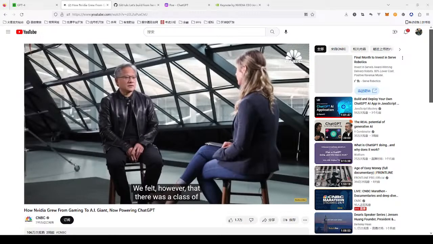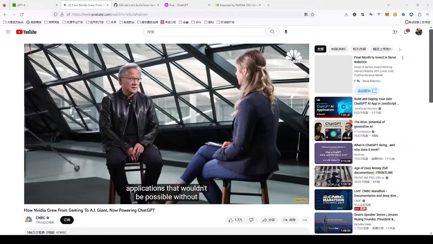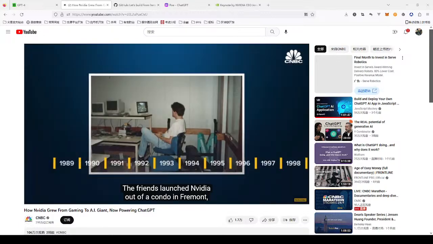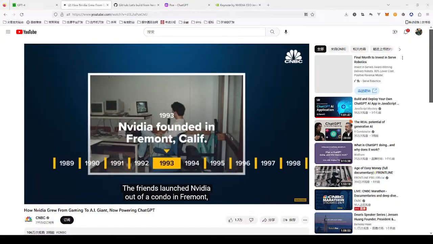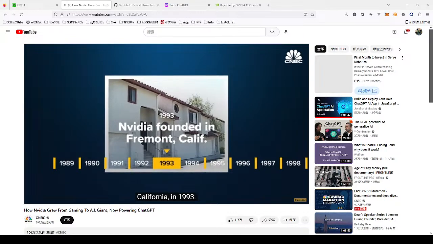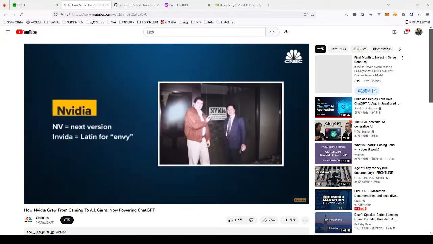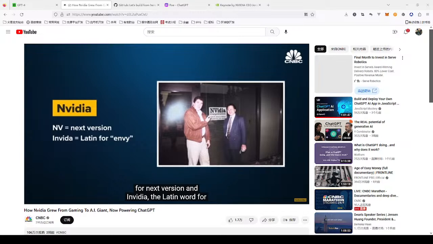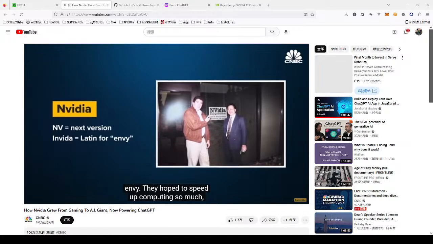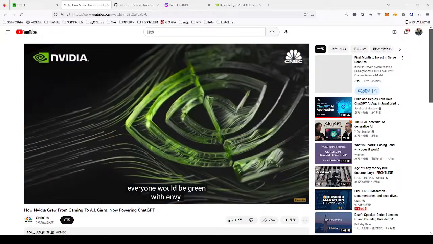We felt, however, that there was a class of applications that wouldn't be possible without acceleration. The friends launched NVIDIA out of a condo in Fremont, California in 1993. The name was inspired by NV for next version and NVIDIA, the Latin word for envy. They hoped to speed up computing so much everyone would be green with envy.